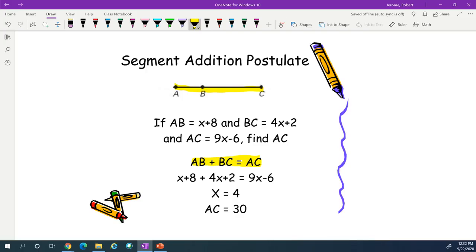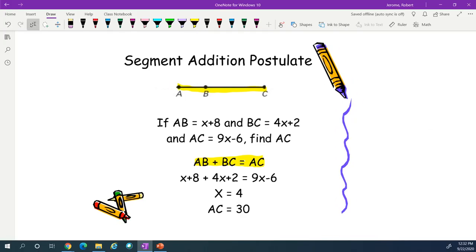So here, of course, we need to write our segment addition statement, and then we need to substitute. So AB, they gave us x plus 8. For BC, they gave us 4x plus 2. And for AC, they gave us 9x minus 6. So again, I should be labeling the picture. AB is x plus 8, BC is 4x plus 2, and the entire thing, AC, is 9x minus 6.